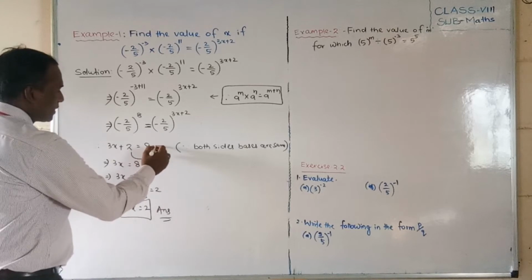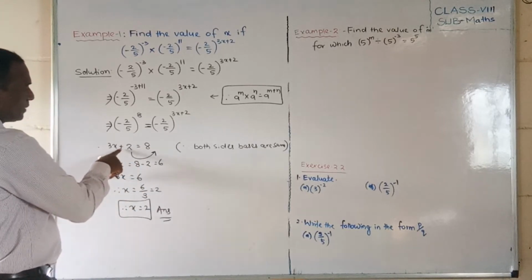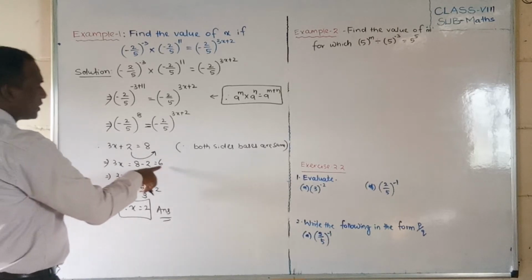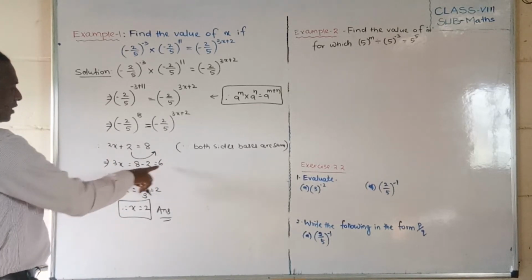So this 2 will go to the right side. The left side is plus, so the right side will go minus. So 8 minus 2 is equal to 6. So 3x is equal to 6.